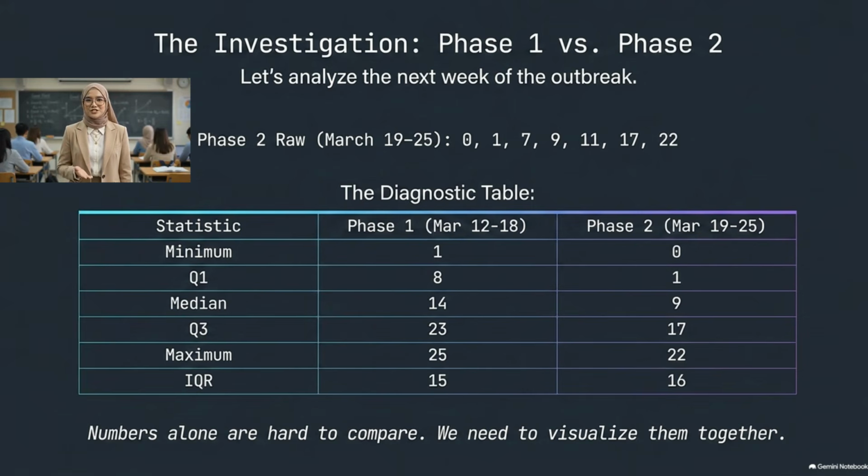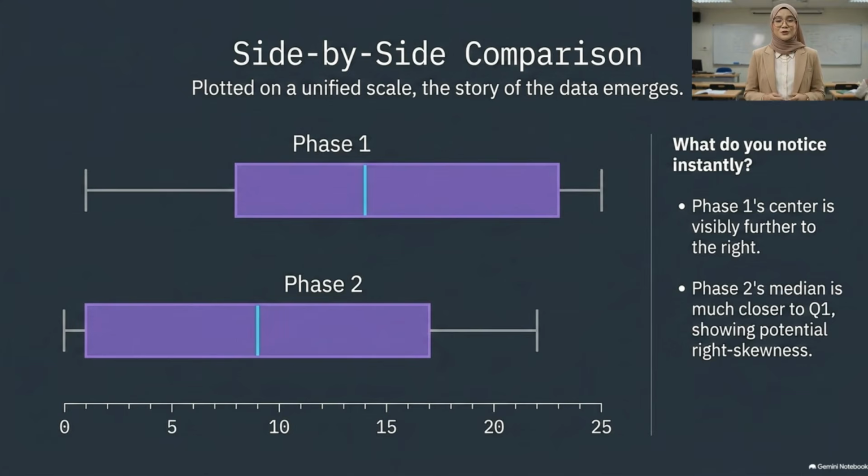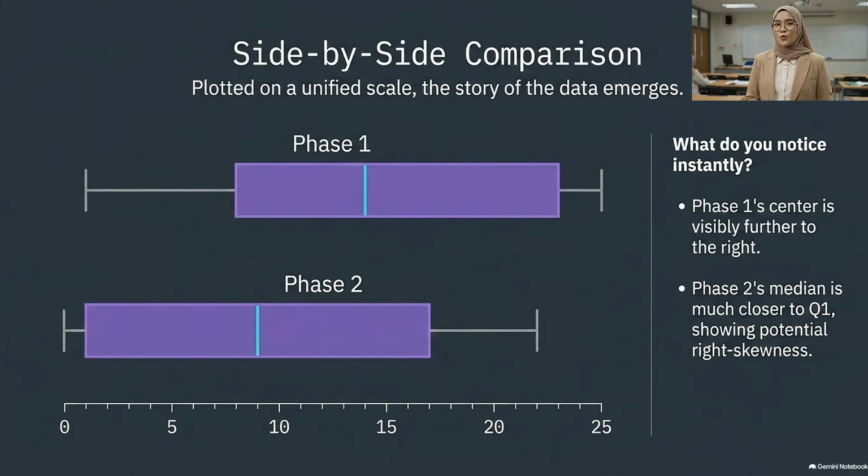Let's compare the information from these two phases. As you can see from the table, we have phase 1 and phase 2. This is the box plot of the two phases just now. Phase 1 and phase 2. Can you spot the differences? We may plot both phases to see the differences clearly. You might notice phase 1 center is higher, while phase 2 appears right skewed.